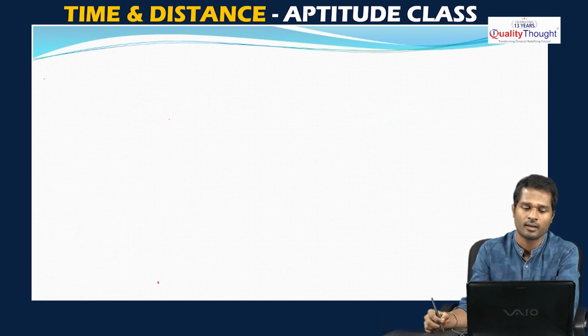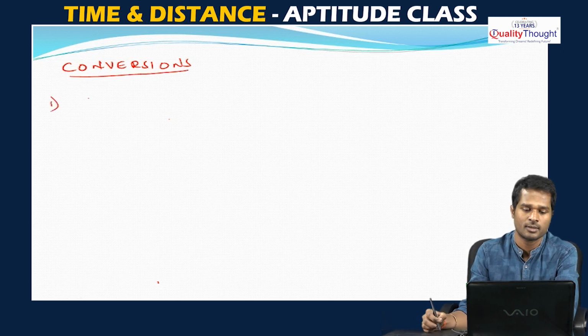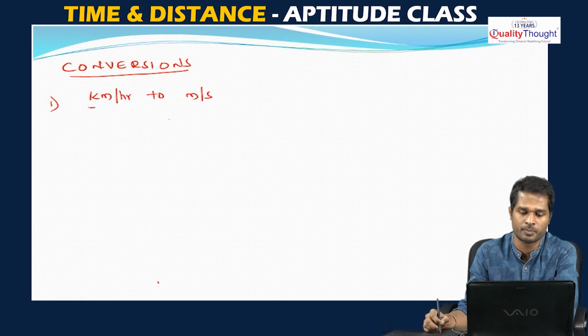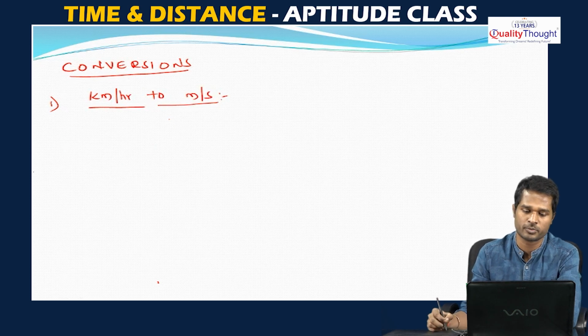Let's see that. Let's write a few conversions. The conversions are very important. So the first conversion is how to convert the kilometers per hour to meters per second. How will we convert the speed from kilometers per hour to meters per second?